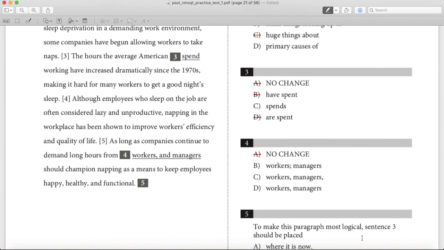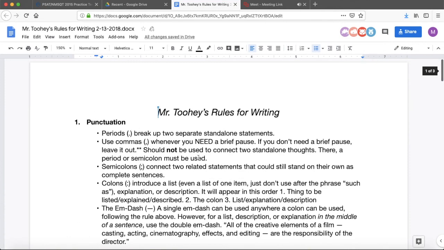It doesn't really follow the rule for a colon, where the thing to be listed, explained, or described is placed afterwards. No, that's the colon. This is a semicolon right here, right? So let's look at the rule for semicolons. Go ahead and read that rule.